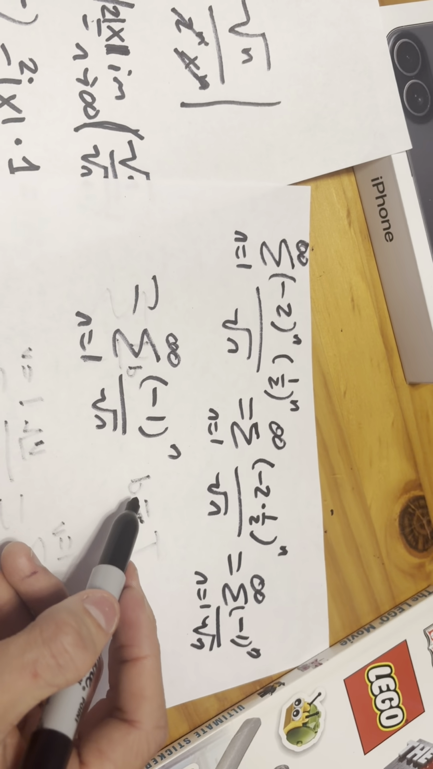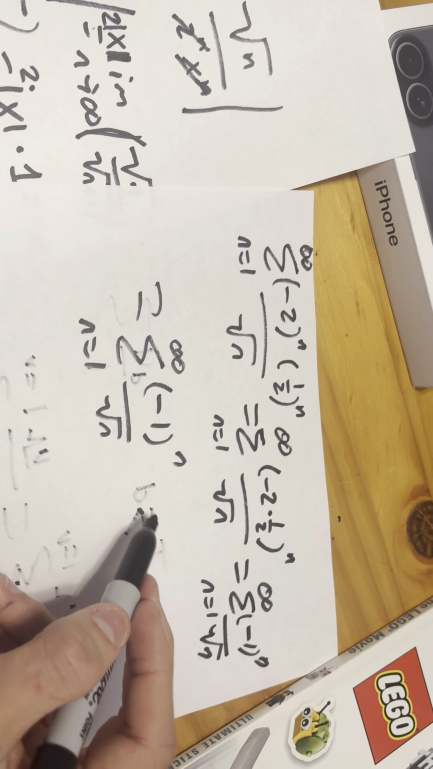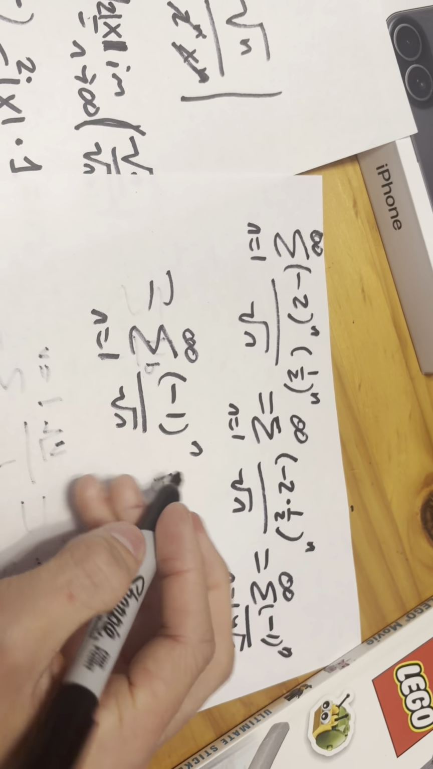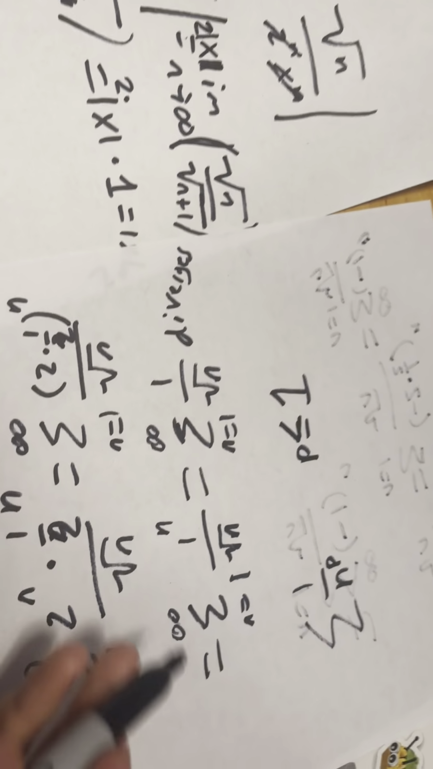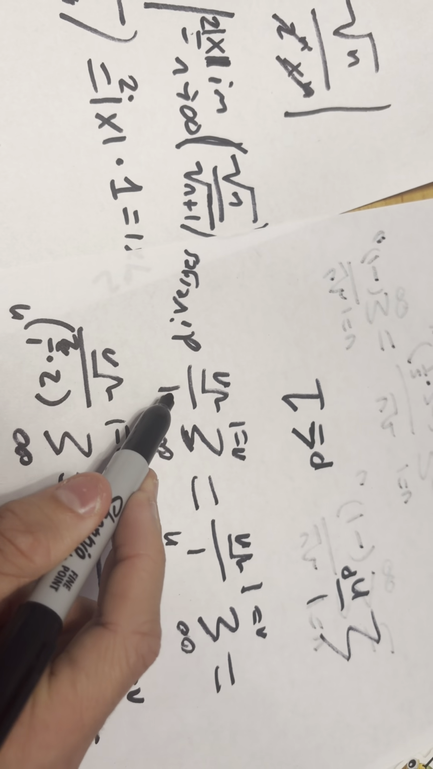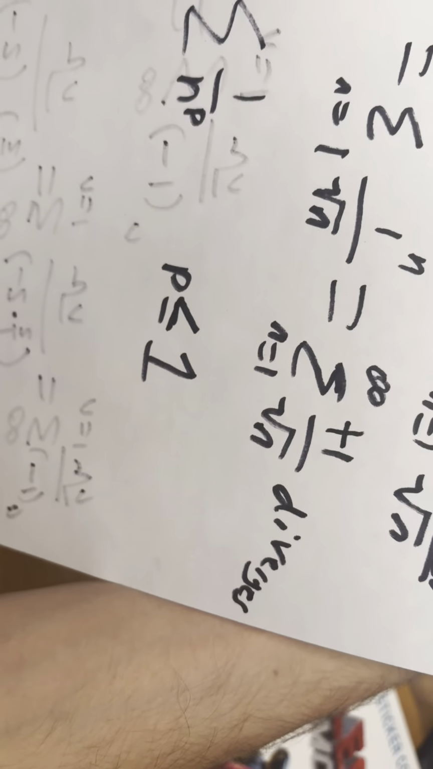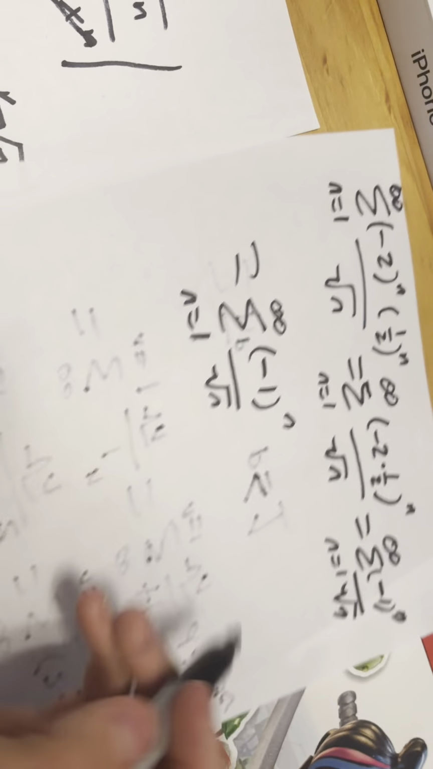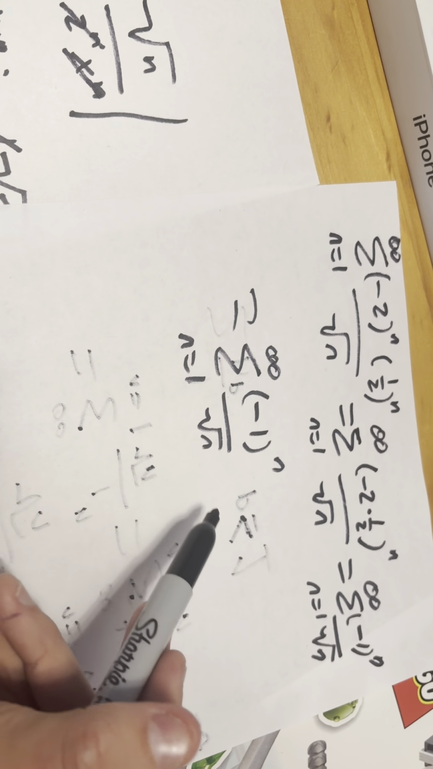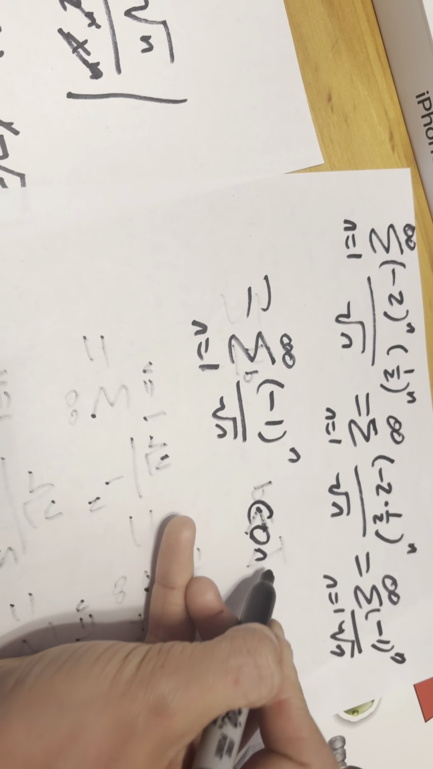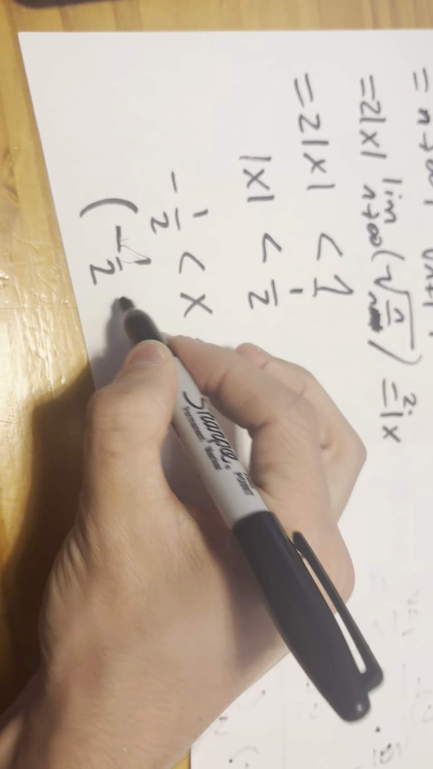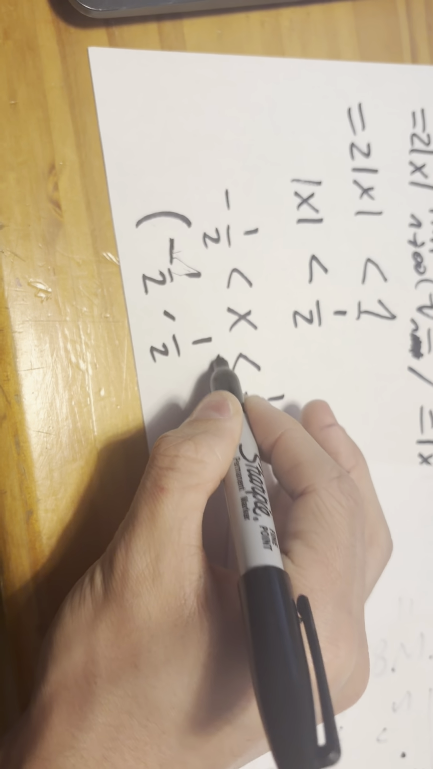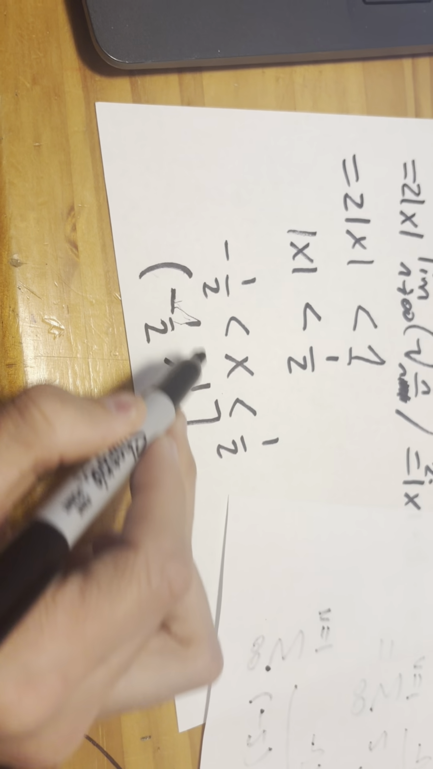I forgot by what test, but this converges because it's alternating, unlike the last one, where it's not negative, it is positive. The negative just makes it work. I forgot the name of the test, but I'm not going to explain it. It works. That part converges. So this is the interval of convergence.